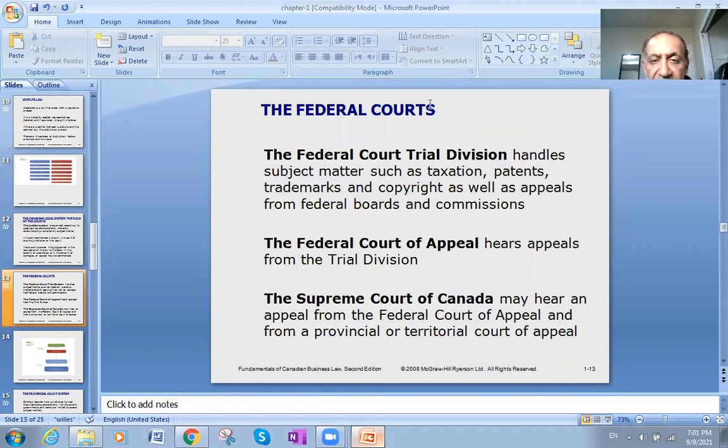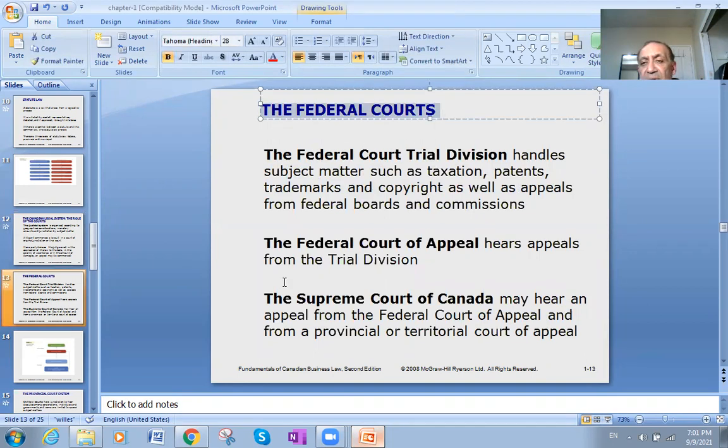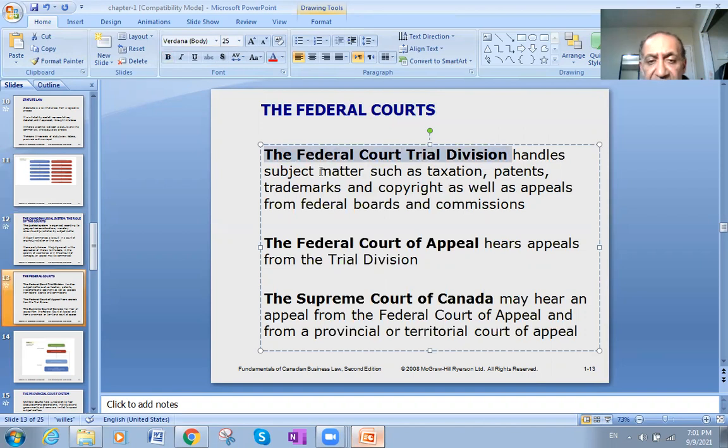Okay. The federal courts. Federal courts are there on the federal level of the government. Federal means for all Canada, not parts of it, but for all Canada. Okay. The Federal Court Trial Division handles subject matters such as taxation, patents, trademarks, and copyrights, as well as appeals from a federal board and commission. So those are the specifications of the Federal Court Trial Division.